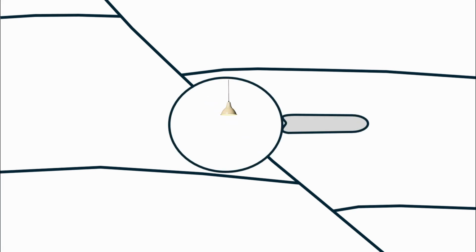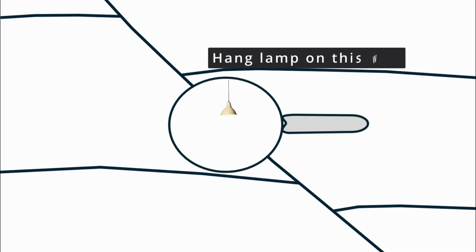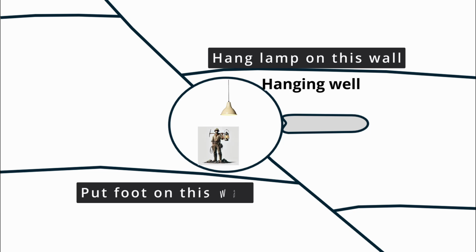Now let's bring this scenario to a fault plane. The spot where the miners hang their lamp is the hanging wall. The surface where they rest their foot is the footwall. It is that simple. And with this trick, you will be able to identify which is the hanging wall and which is the footwall.